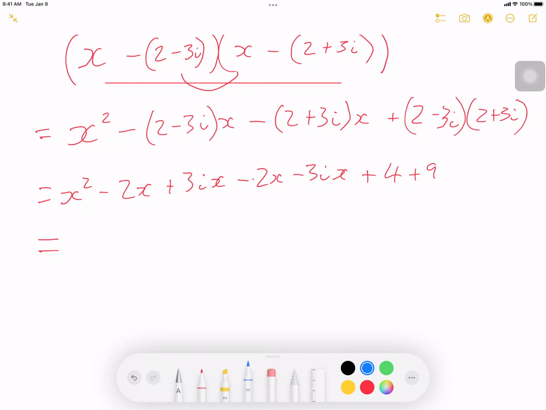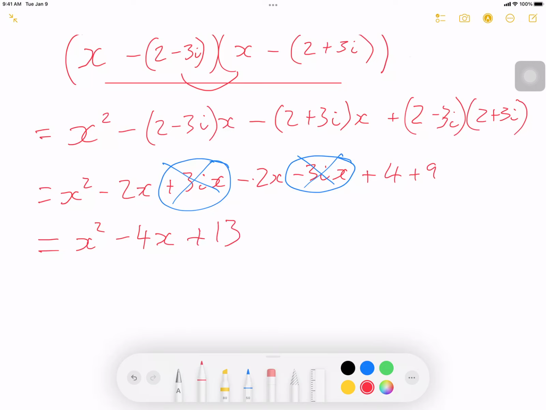And so now I just want to be simplifying this down a little bit. So I'm noticing I've got this and this that cancel. These two sort of complement each other. So I'm going to have x squared minus 4x plus 13. And that is now giving me, I've finished. Notice I've got a real number here, I've got a real number here.